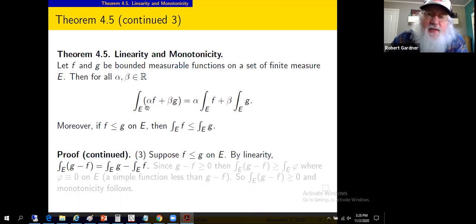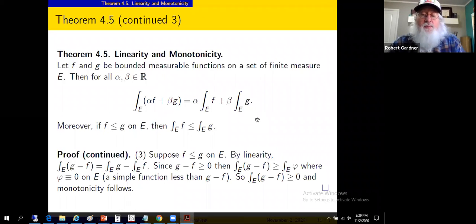Think of this as a linear combination of two vectors. We took care of first the scalar multiplication, and second, the vector addition. Okay, they're not vectors, but think of it like that, and it's consistent with your experience from linear algebra. For monotonicity, suppose f is less than or equal to g. Okay, if we take the integral of the difference, that's the difference of the integrals, because that's linearity that we've already established in the first part.